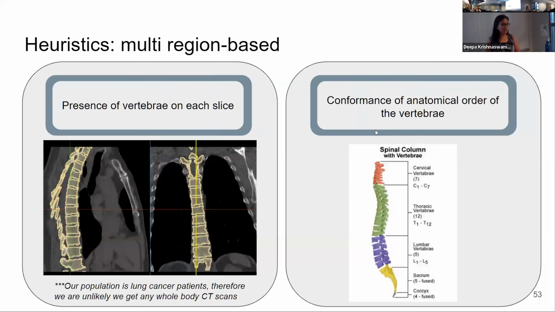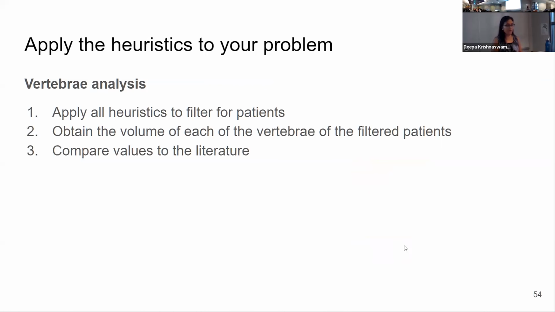So now that we've done the single-based region, we can look at the multi-region based. And as I said, since we're looking at just lung cancer, the vertebra will likely be present on every single slice as seen here. And we want to make sure, of course, that the order of the vertebra is correct. So is it going from cervical to thoracic to lumbar? So those are just some of the tests that we came up with.